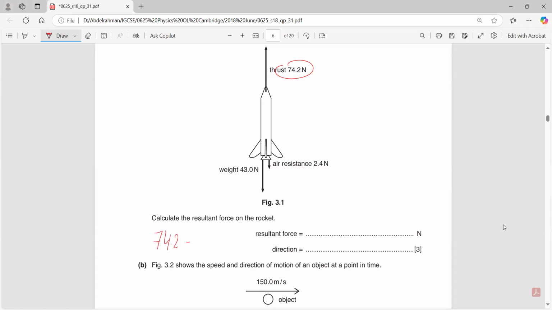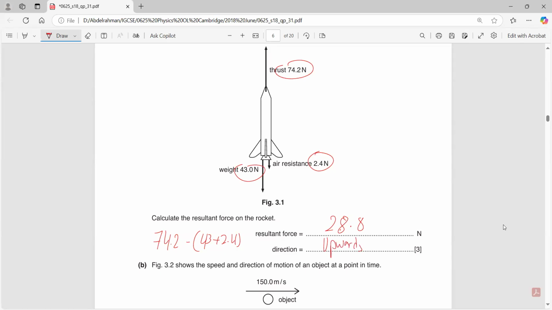74.2 minus these two forces. Okay, minus these two forces: 43 plus 2.4, which is 28.8. And the resultant force would be upwards.